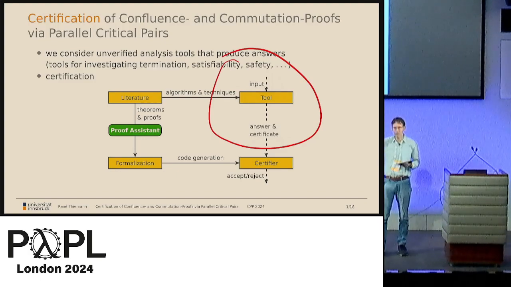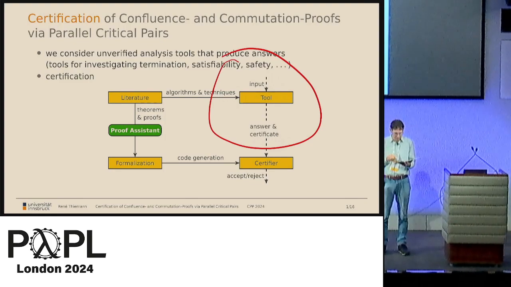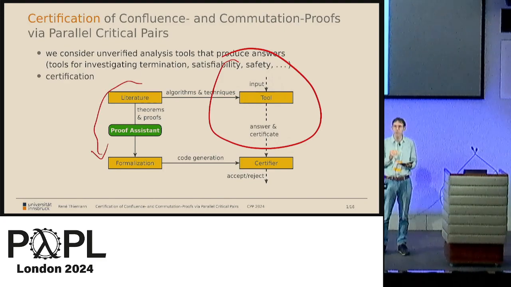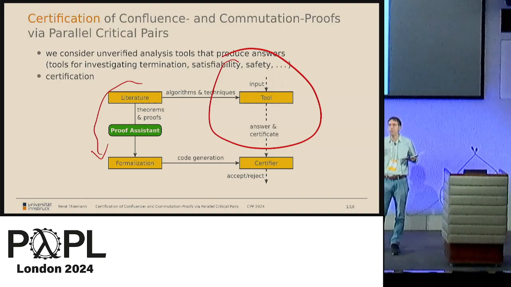Okay, and under certification, I understand the following, that we don't trust these unverified tools blindly, but we actually want to certify that indeed the certificate that is given here is a valid reason for the answer. For that, we somehow take a detour. We first look at the algorithms that are used here and formalize them in a proof assistant, and also check whether these algorithms and techniques have been applied correctly.